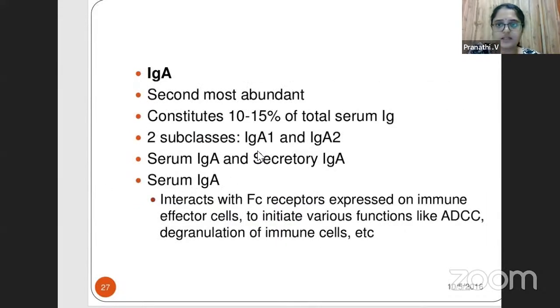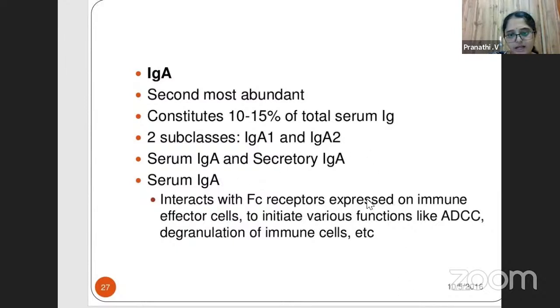It is the second most abundant constituent, around 10 to 15%, and it has two classes, IgA1 and IgA2. We also have two types of IgA antibodies: serum IgA and secretory IgA. Secretory IgA is actually present in our tears also. Serum IgA is present inside the serum, that is the blood.